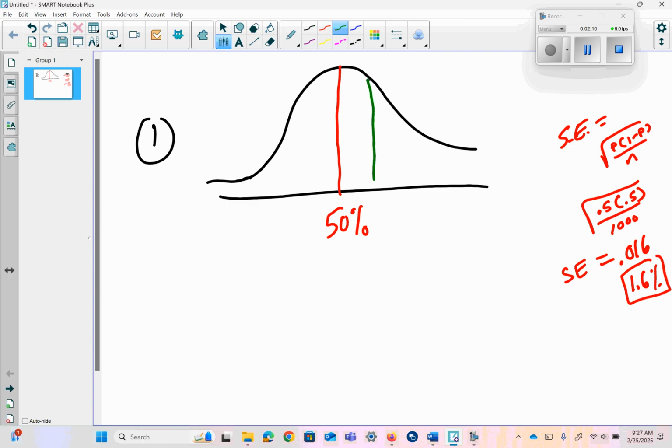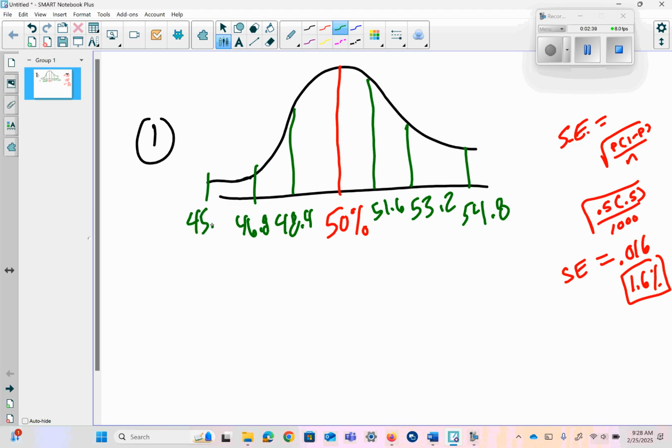So this would be like 51.6. This one would be 53.2, I believe. These are all percents. And then 54.8. And then if we subtract that 1.6%, we get 48.4%, 46.8%, and 45.2%. Okay, everyone feel good about that?